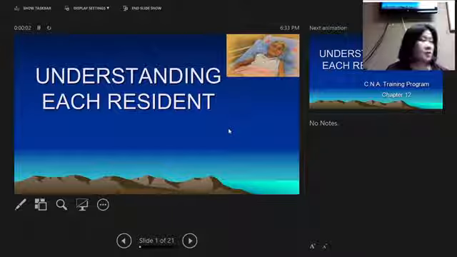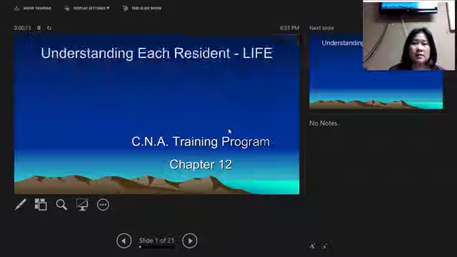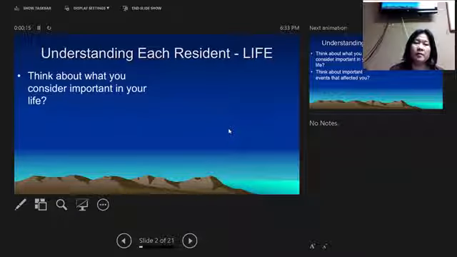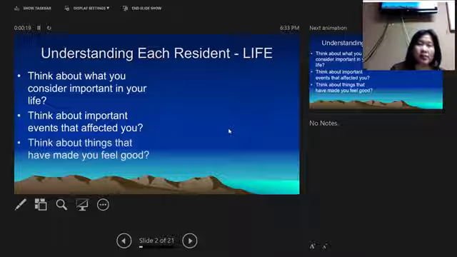Okay, the next two chapters, chapter 12 and 13, have to do with dignity and your impact on your residents' or patients' or clients' quality of life. So understanding each resident, we need to know that people have different life experiences. They have different things that are important to them. They think about things differently. We're not all the same.